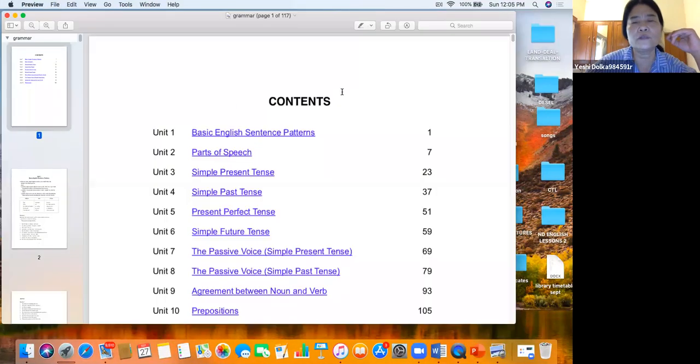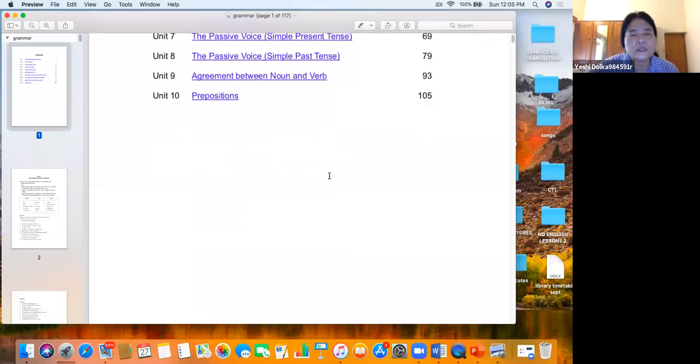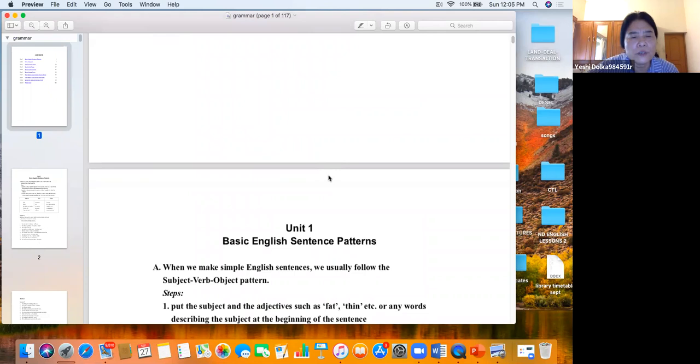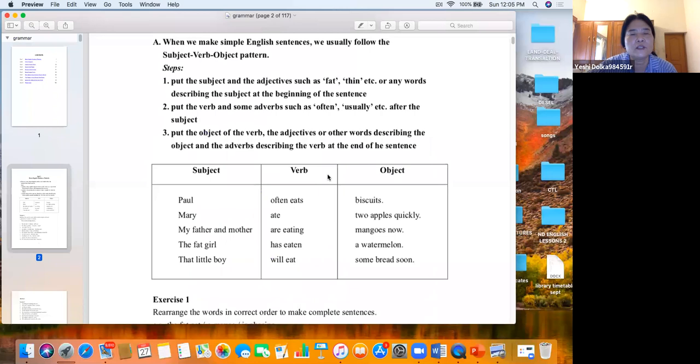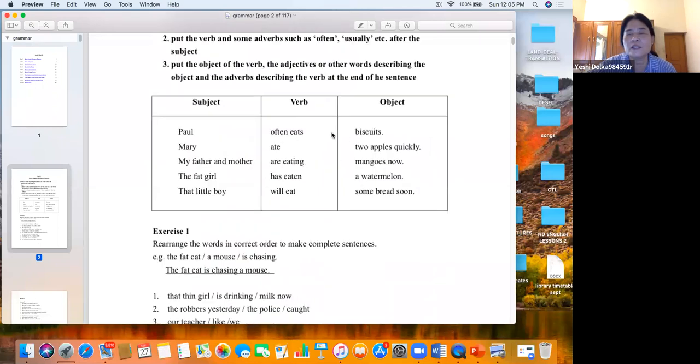I don't know if you have this book. This is a book. Okay. So we're going to look at this book over here. Yes, here. Basic English sentence patterns. All right. So if you look at this sentence pattern, you'll see subject, verb, object. This object is called the direct object. All right. So Paul often eats biscuits. Mary ate two apples quickly. Now you can also see adverbs there.